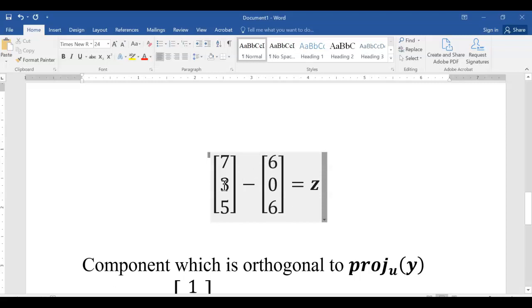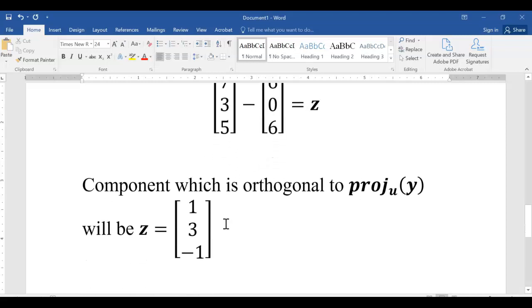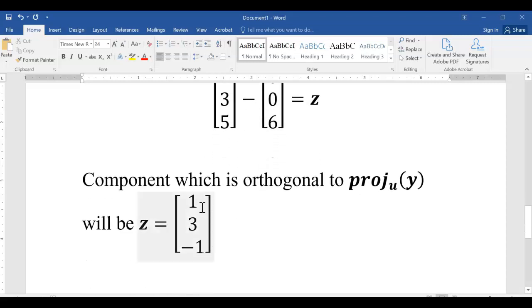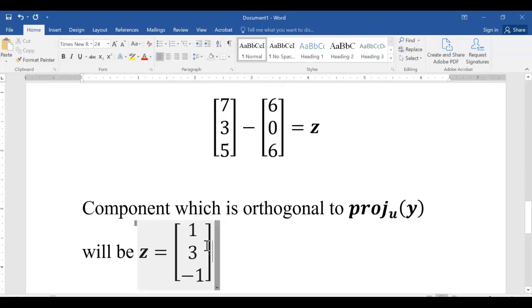7 minus 6 is 1, 3 minus 0 is 3, 5 minus 6 is -1. So the component which is orthogonal is (1, 3, -1). So (1, 3, -1) is going to be the component of (7, 3, 5) which is orthogonal to (6, 0, 6). And you can check each of those claims if you want.